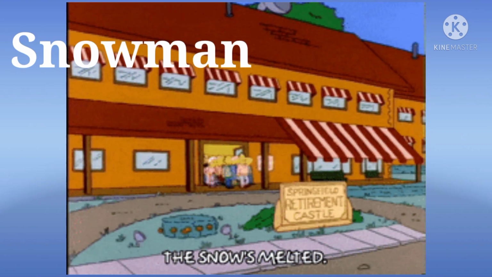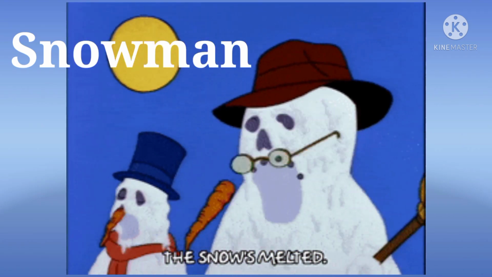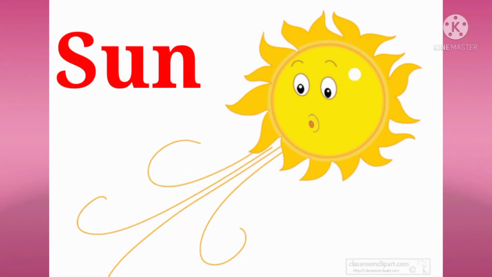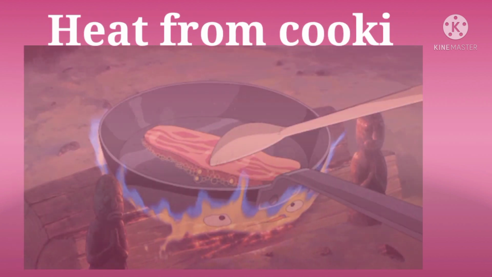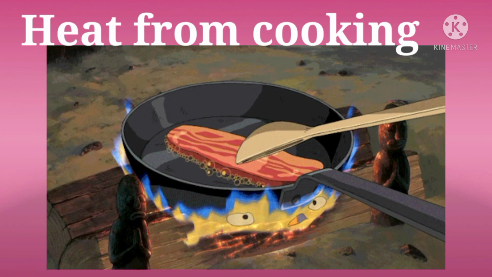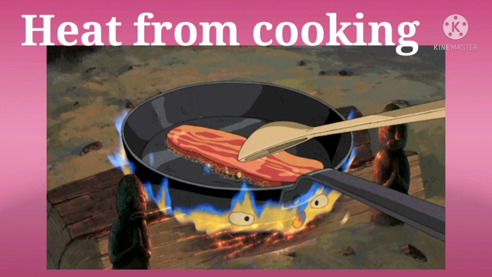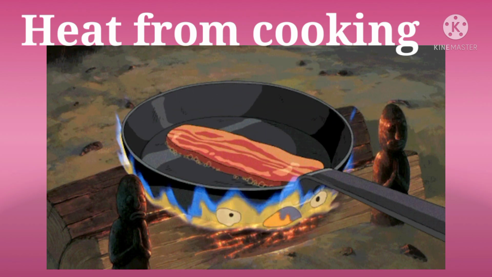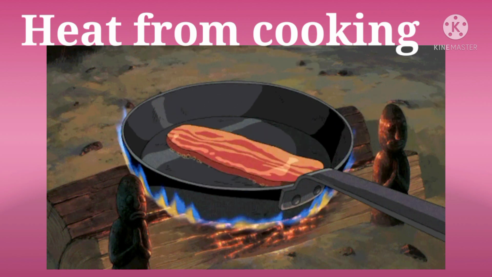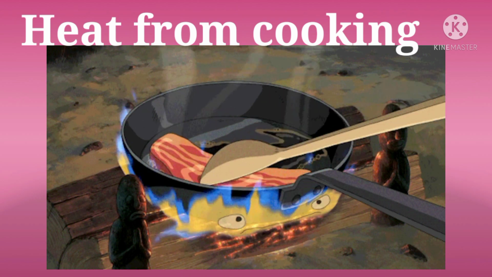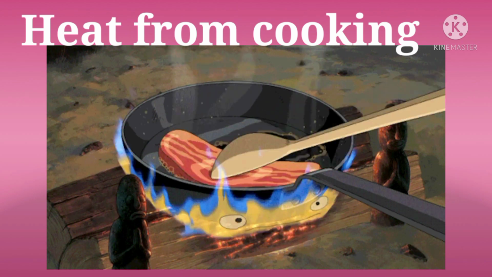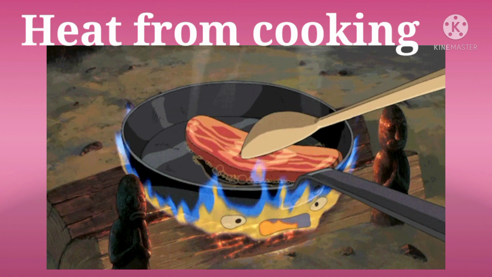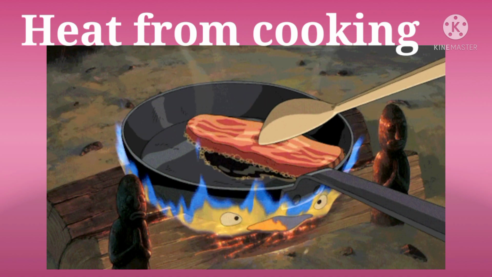Now, the things that can cause a solid to melt. What are these things that can cause a solid to melt? Number one, we have the sun. Number two, we have heat from cooking. These are things that can make a solid melt. Now, let's watch a video on solids and their properties.